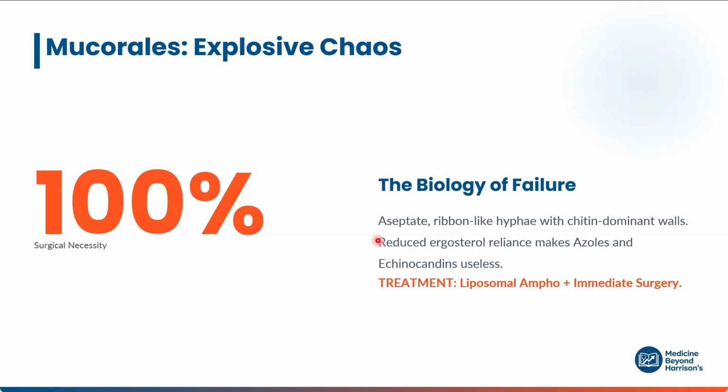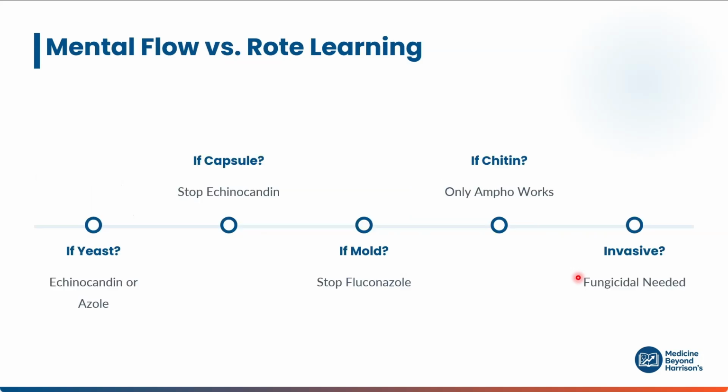Mucorales: 100% surgical necessity. When you suspect a Mucorales organism, you have to debride it surgically. Aseptate, ribbon-like hyphae are present. Chitin-dominant cell walls make echinocandins useless. Aseptate hyphae and reduced ergosterol reliance make azoles useless. In all these cases, only liposomal amphotericin B comes as a savior, with immediate surgical debridement.